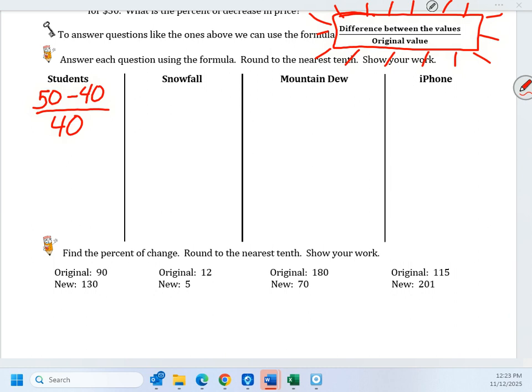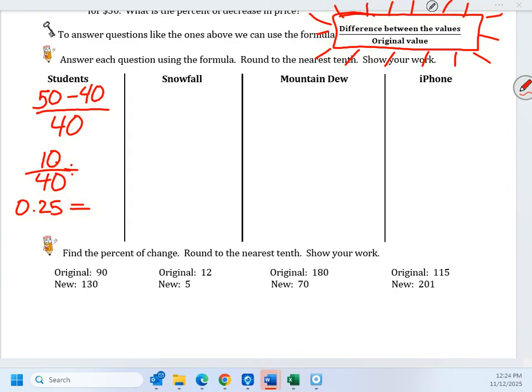Now, we're gonna do the math. What's 50 minus 40? 10. So now in your calculator, you do 10 divided by 40. Always do the top number first, divided by the bottom number. What is 10 divided by 40, Emily? 0.25.